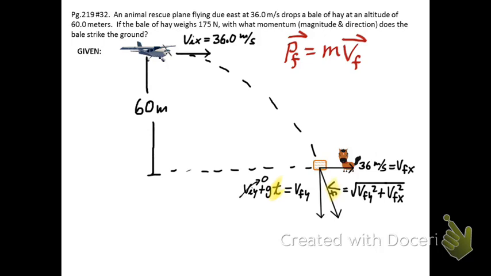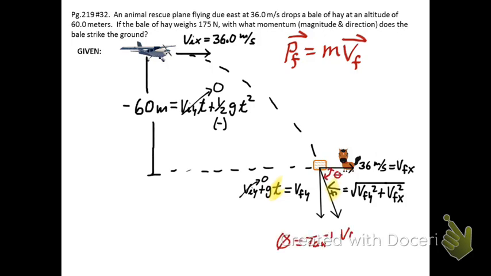Remember our strategy for doing projectile motion problems was finding time. And in our half parabola problems, this was our go-to for finding time. We looked at our distance in the y, in this case 60 meters. We make it negative because everything is done relative to the initial position of the bale of hay, which is up here at the plane, and it drops down a negative 60 meters. Okay, anyways, we can back solve this for time. Once we have that time, we can get our V final in the y.